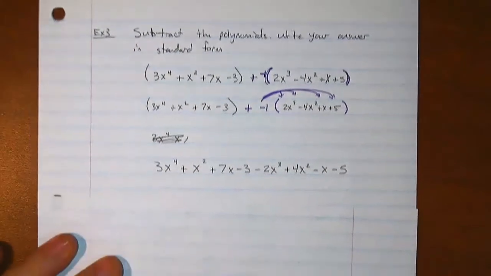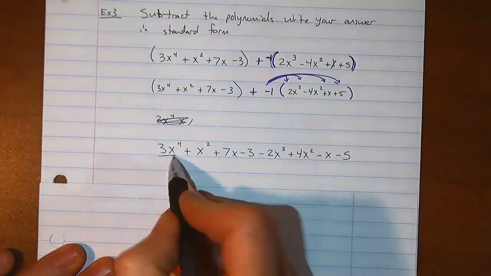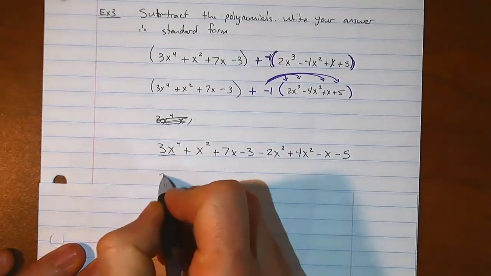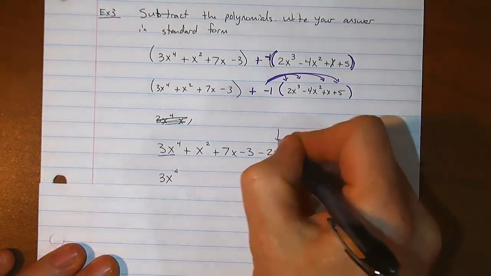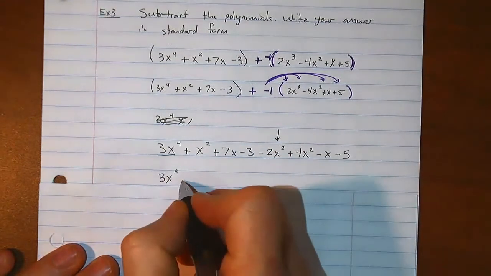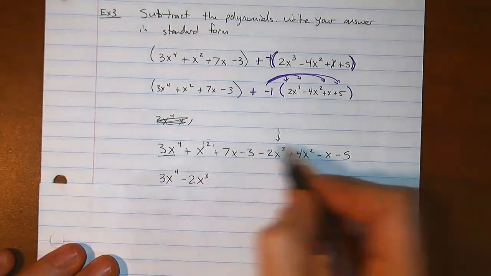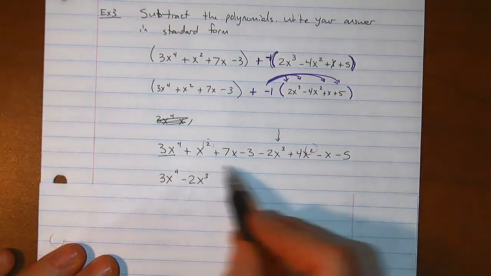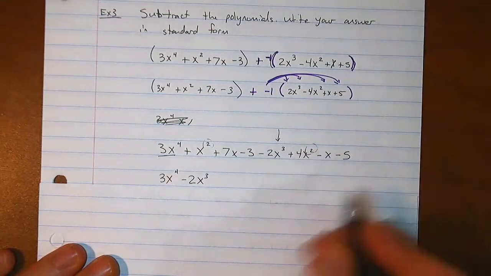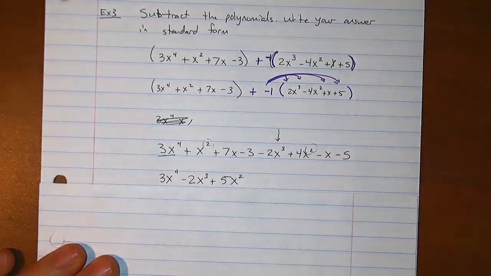And now I just combine together my like terms. I've got only the one term that has an x to the 4th, so there's nothing for it to combine with. I have one term that has an x cubed, so there's nothing for it to combine with. I have two x squared terms, so a positive x squared plus a positive 4x squared is going to give me 5x squareds altogether.